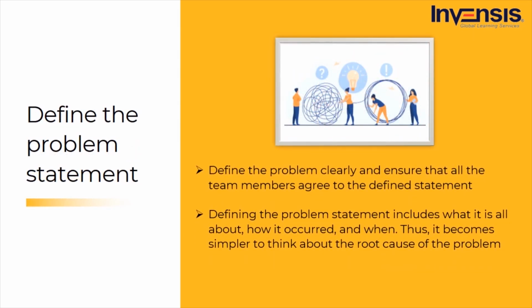Next, define the problem statement. The next step is to define the problem clearly and ensure that all the team members agree to the defined statement. Defining the problem statement includes what it is all about, how it occurred, and when. This process makes it simpler to think about the root cause of the problem. Write the problem statement at the head of the fish so that your team can work towards the problem. As the next step, draw a line towards the fish head, which becomes the fish's backbone.